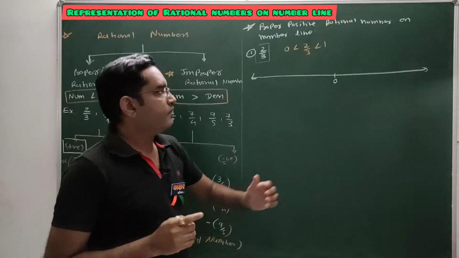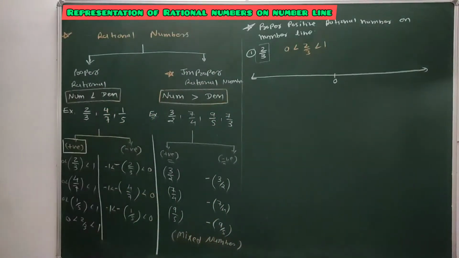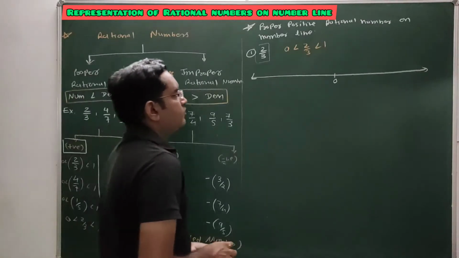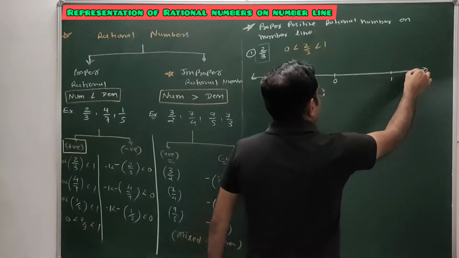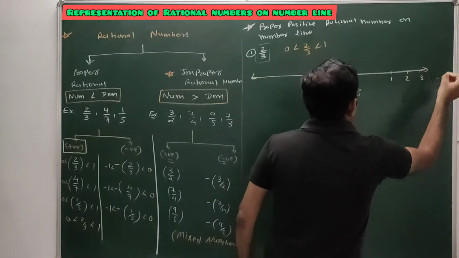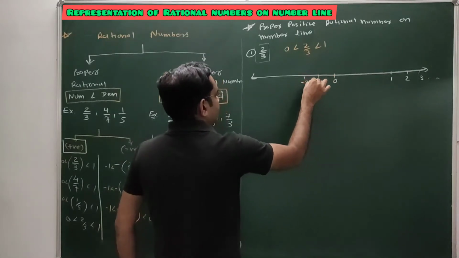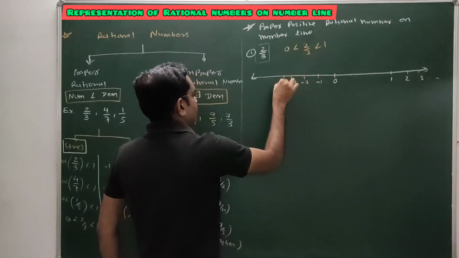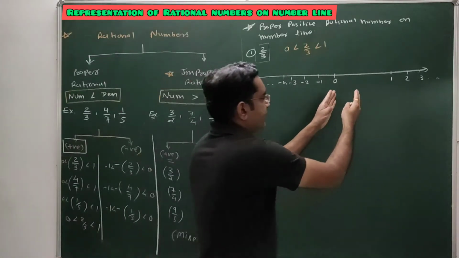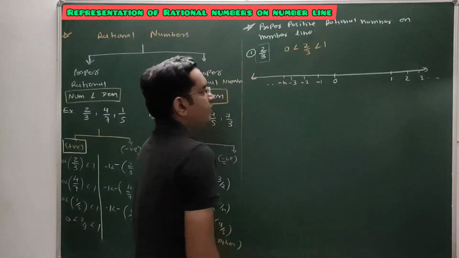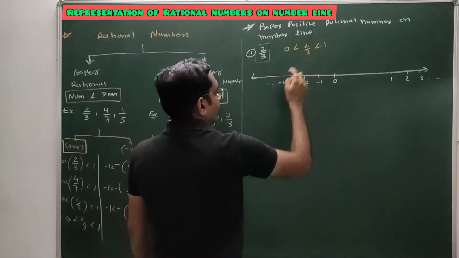expand our number line between 0 and 1. We will expand the number line between 0 and 1. So here this is our 0, this is our 1, this is our 2, this is our 3, up to infinite. Done? Here -1, -2, -3, -4 up to infinite. This is our number line and here we have extended our number line between 0 and 1 because the given rational number lies between 0 and 1.